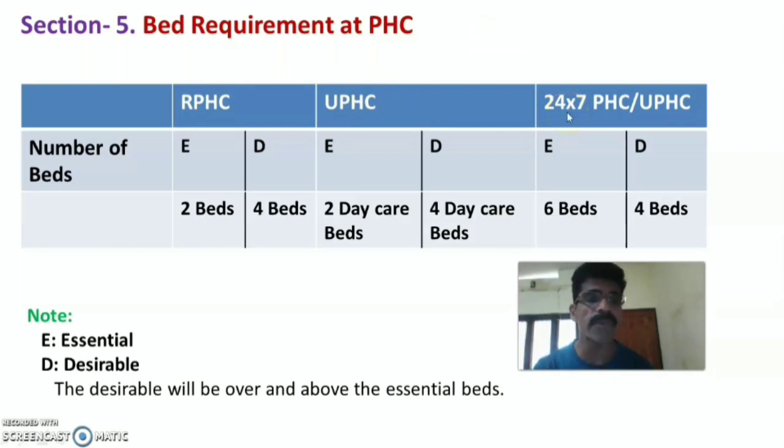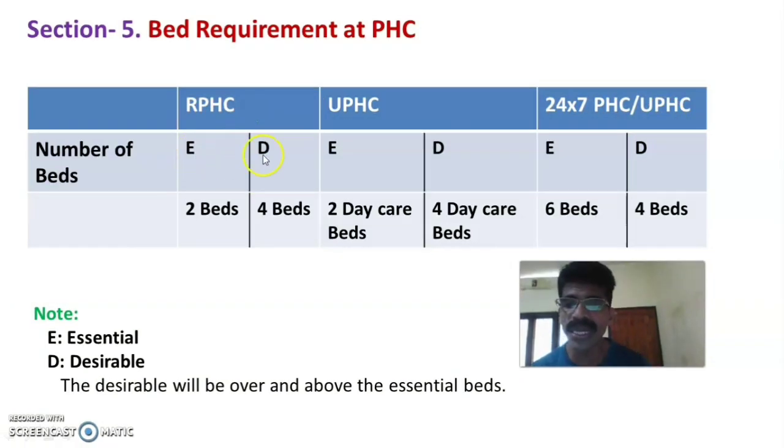Then according to the number of hours a PHC functions, it is called 24/7 PHC and 24/7 UPHC. 24/7 means 24 hours into 7 days. 7 days of the week it functions for 24 hours. That is round the clock functions. Okay, that is 24/7 PHC and 24/7 UPHC. Okay, so E and D, you can see that E is essential and D is desirable. Okay, essential is mandatory, it must be there.